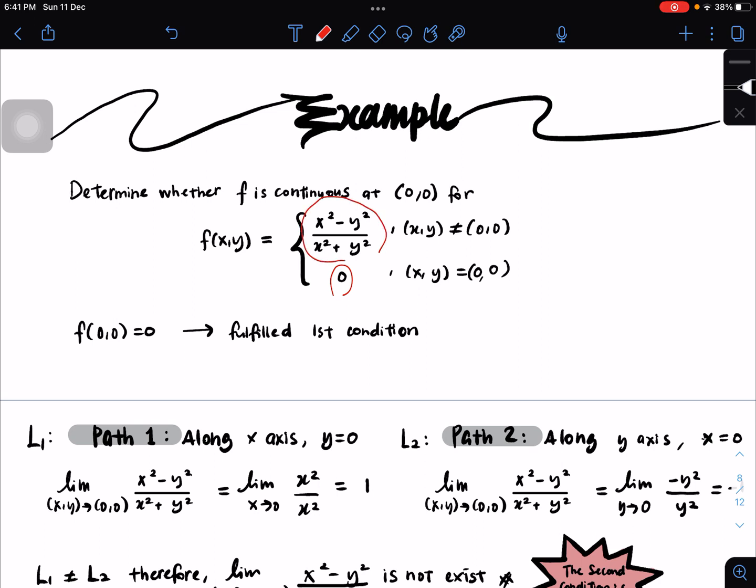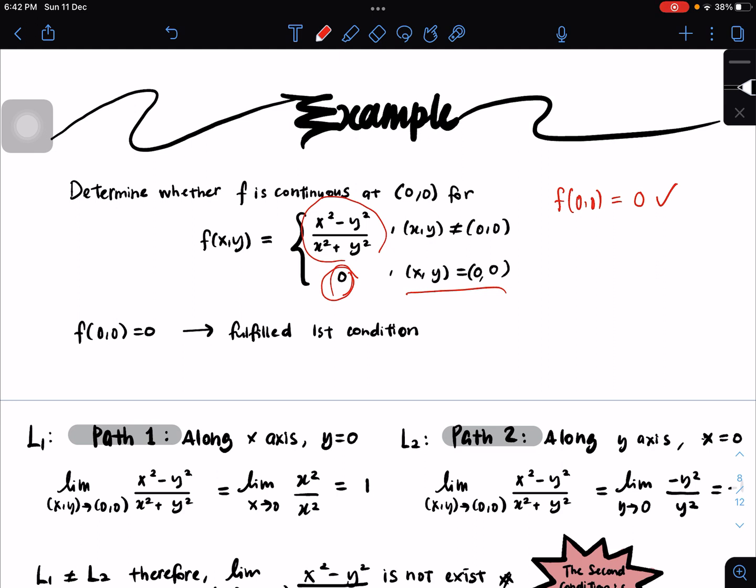So now, for your first condition, you need to check your f(0,0). Your f(0,0) is equal to 0, because your x and y are equal to 0, right? So the function is 0. This one is defined, which means you satisfy the first condition. The first condition is fulfilled, because 0 is a value. 0 over 0 is not a value, 0 over 0 is undetermined. But 0 is a value.